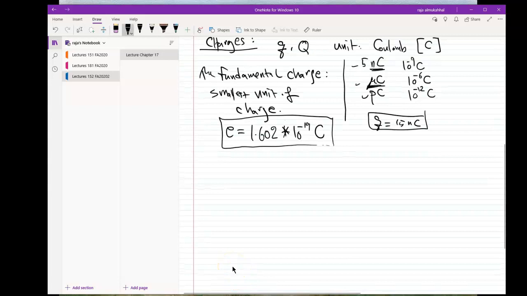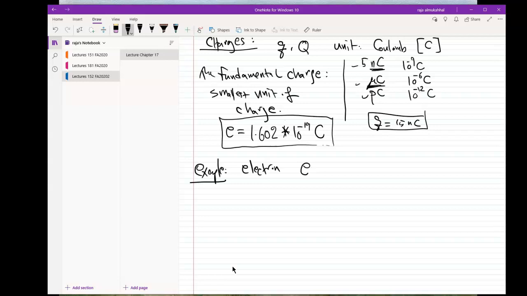An example, the electron. The charge on the electron is basically the fundamental charge. So the charge of the electron is 1e, and that e is this number, 1.602 times 10 to the negative 19.